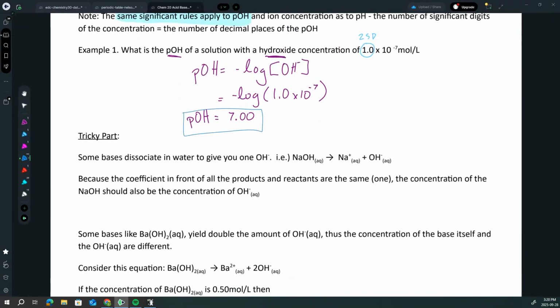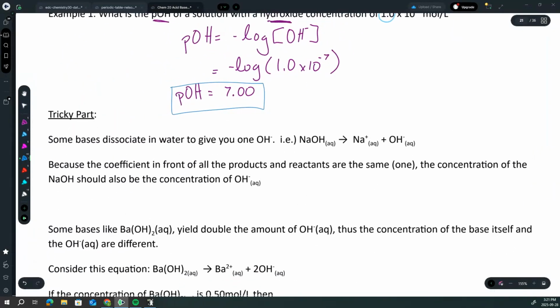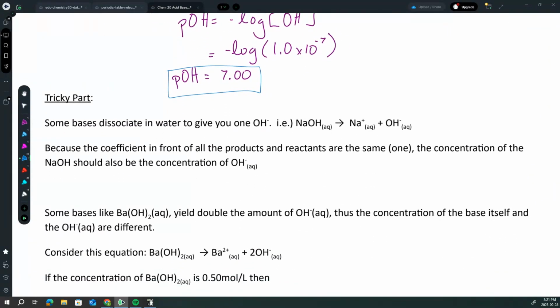Okay. Now, when we're talking about bases, which can be ionic compounds, some bases are going to dissociate in water to give you 1 hydroxide ion. So here we have sodium hydroxide, the dissociation equation for sodium hydroxide, and it gives us 1 sodium ion and 1 hydroxide ion. Now, because the coefficients in front of all of the products and reactants are the same, so they're all 1, the concentration of sodium hydroxide should be equal to the concentration of hydroxide. However, that's not always going to be the case.